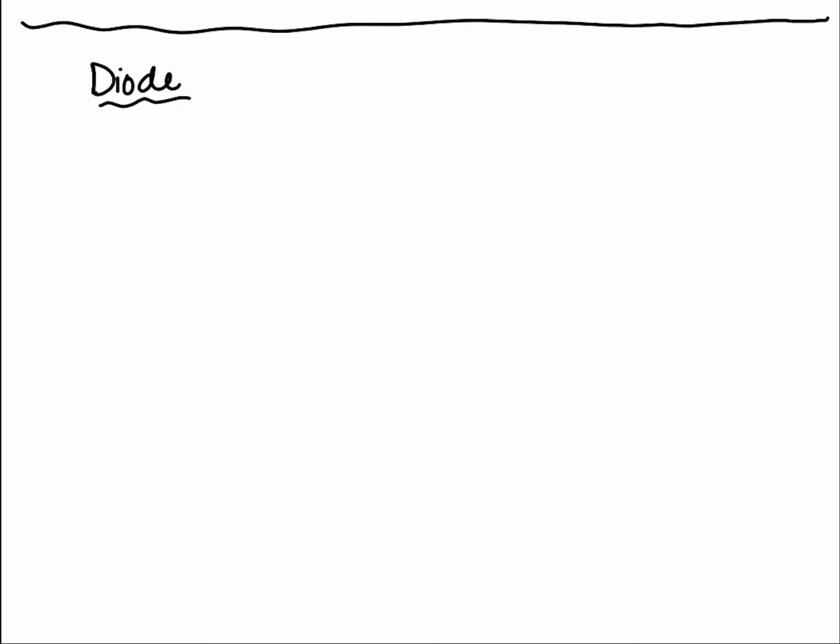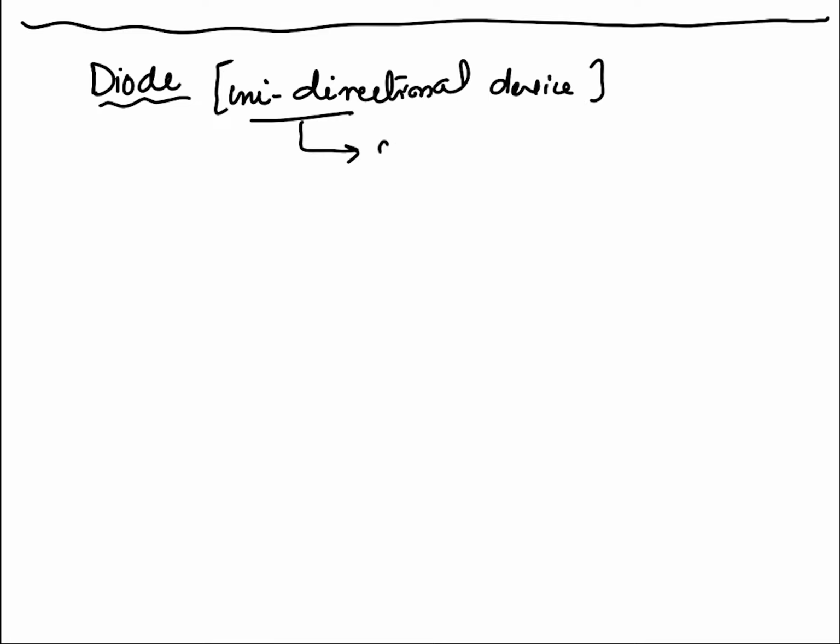Okay, so a diode is referred to as a unidirectional device. Unidirectional device. Now, unidirectional would mean current in one direction only.